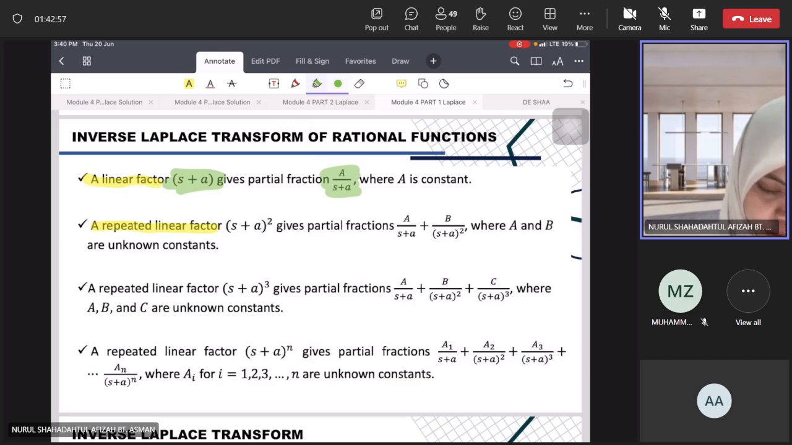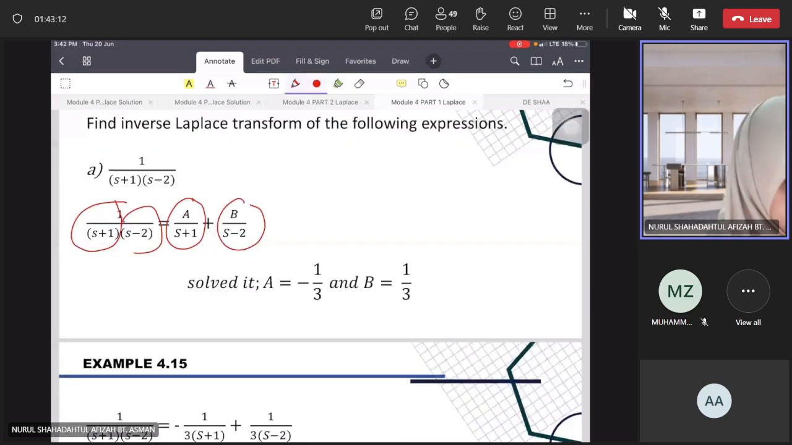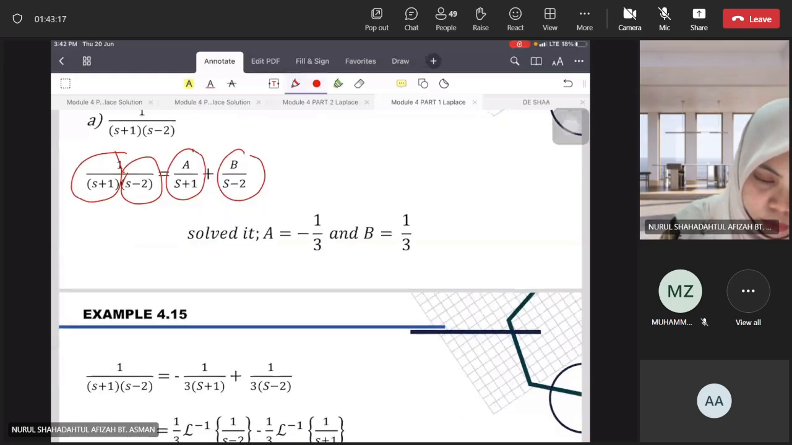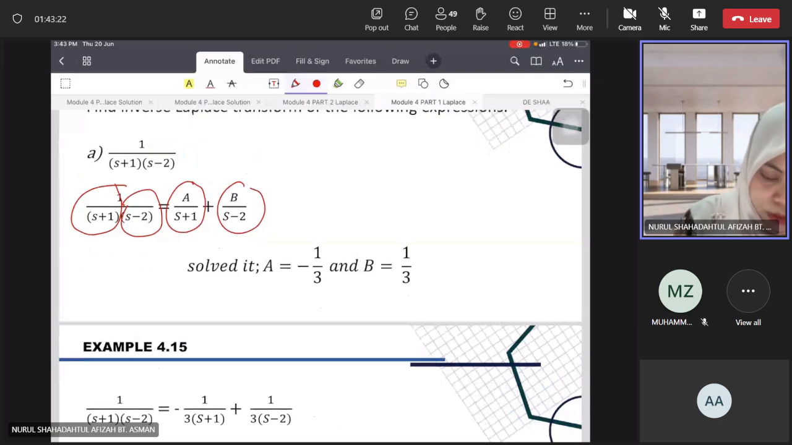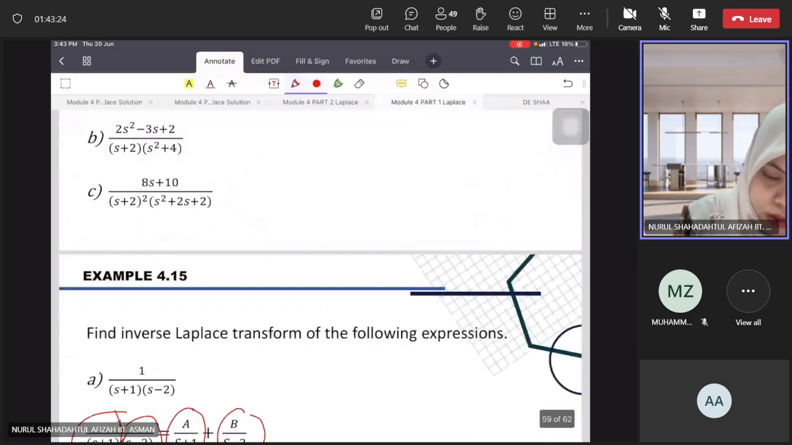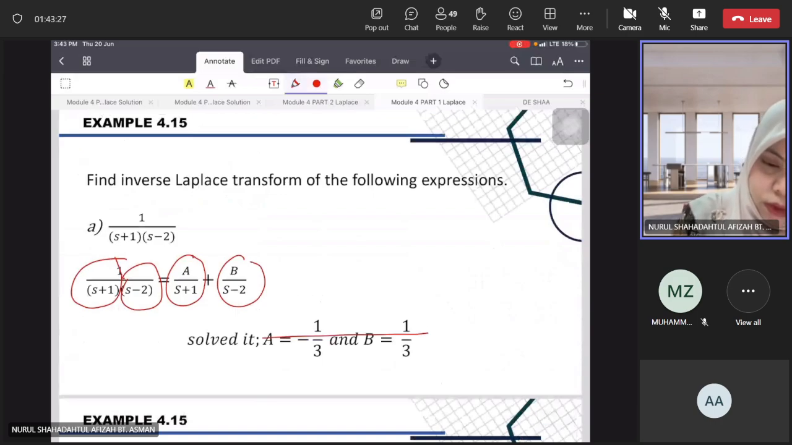So we have A and B. The first one, A over s plus 1, and the second one, plus B over s minus 2. Then solve it. A equals 1 over 3 and B equals 1 over 3.